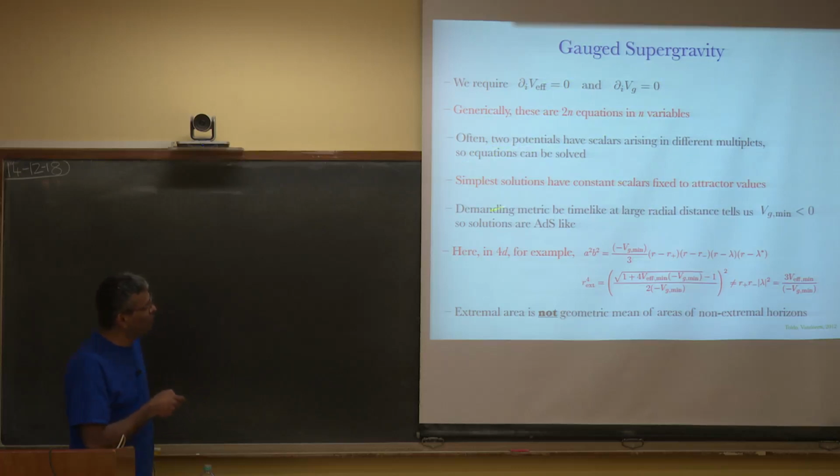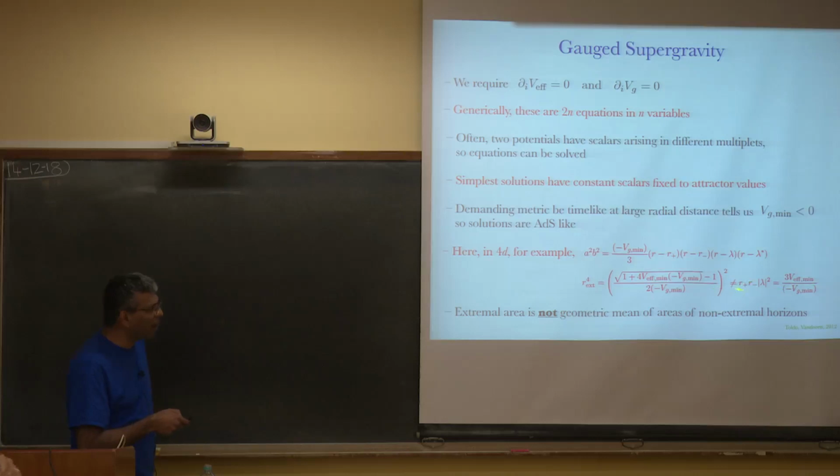And the simplest solutions have been found. They constitute constant scalars fixed to the attractor values. And demanding that the metric be time-like at large radial distance requires us to have a minimum for this potential to be negative. So this corresponds to AdS-like solutions. And these first solutions with these constant scalars were written down by Toldo and Van Doren. And they didn't note the following, but they could have in their paper. So I'll give them credit for it anyway.